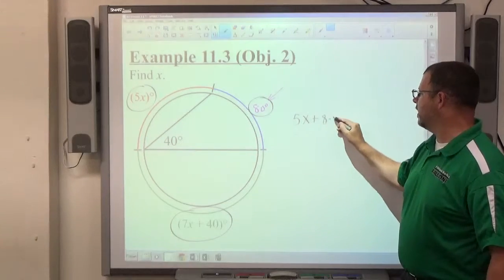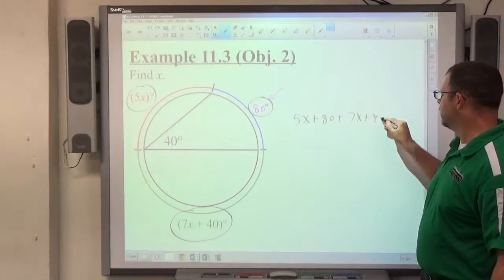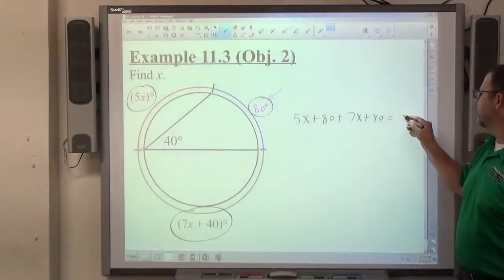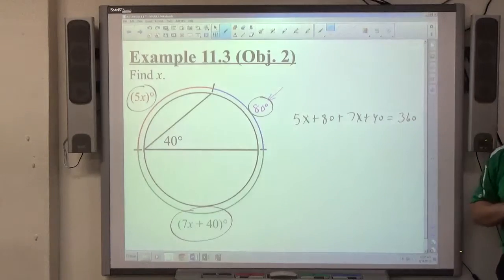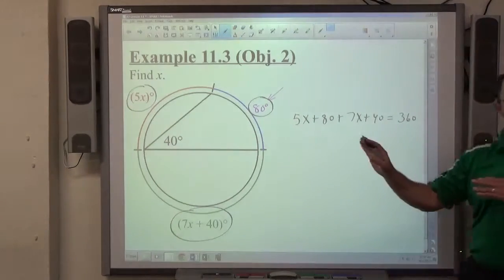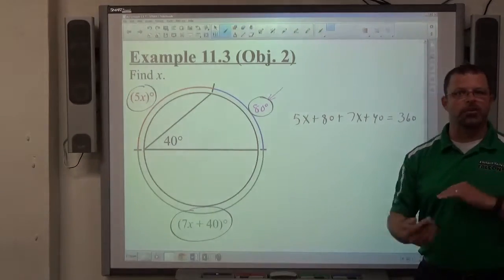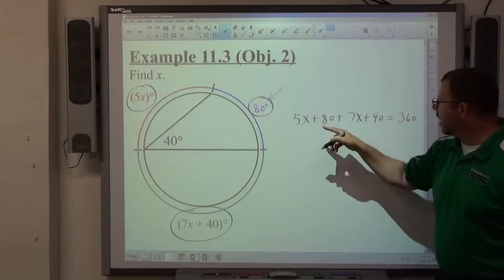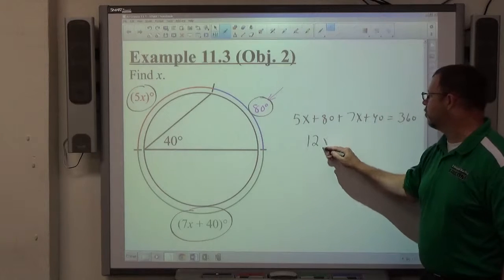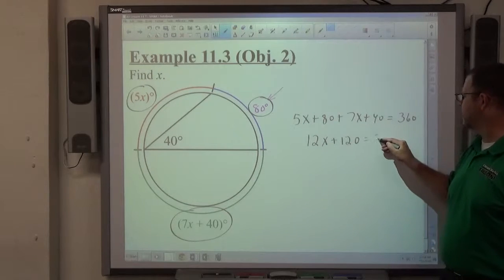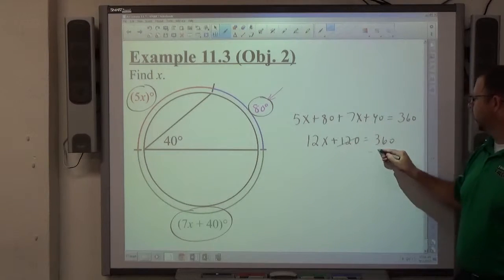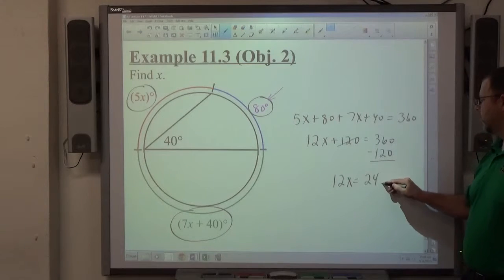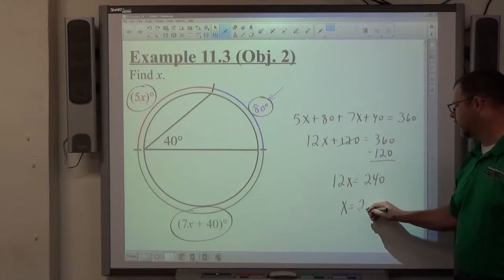5x plus 80 plus 7x plus 40. The three pieces, 5x, 80, and 7x plus 40, make up a whole circle, so that equals 360. Just like that, I took a picture. I had properties associated with that picture to create myself a good algebraic equation. And then I simplified: 12x plus 120 on this side is equal to 360 on that side. Move 120 over, so we get 12x equals 240. We divide by 12, we get x equals 20.